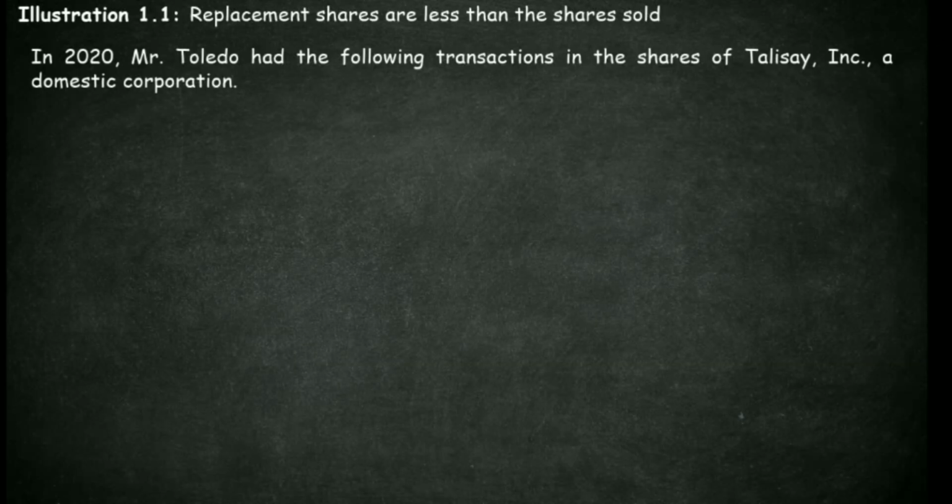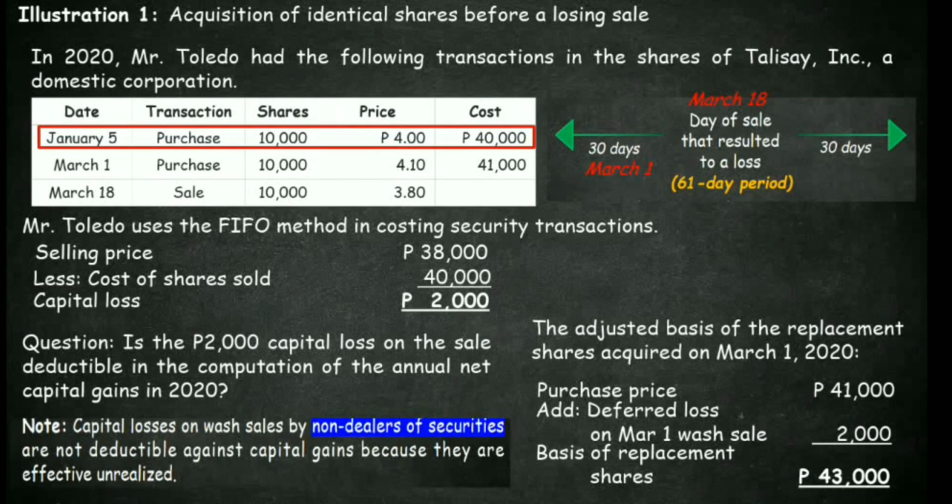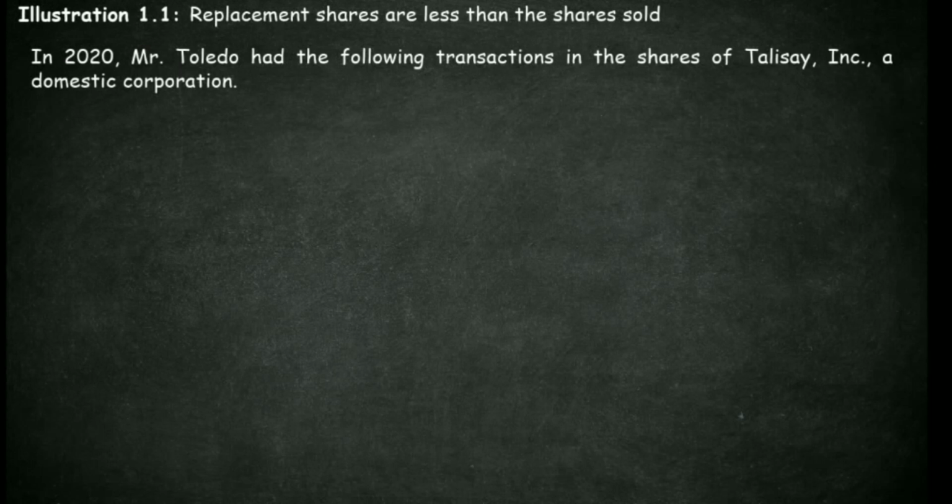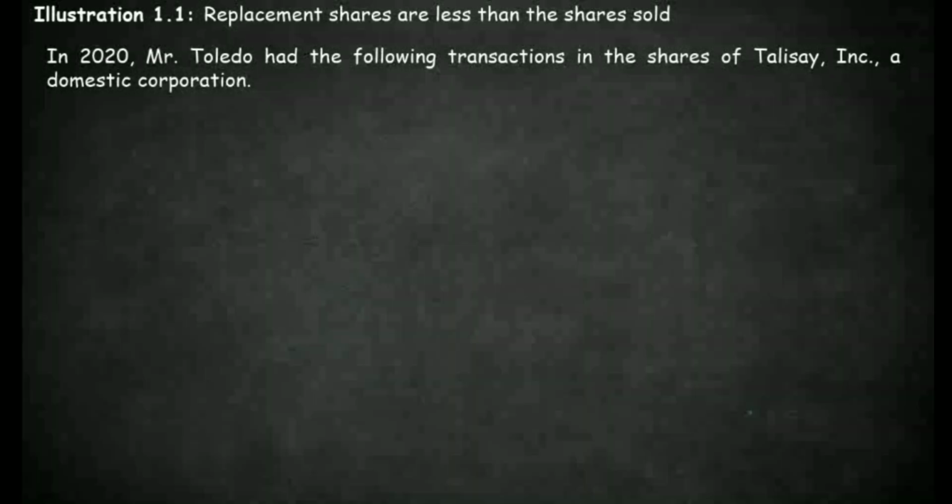So this time, the replacement shares are less than the shares sold. Sa previous illustration, ang nangyari dito was full replacement of shares. Kasi yung binenta na shares on March 18, 2020 is 10,000 shares. Tapos yung binili within the 61-day period is also 10,000 shares. Yun yung binili on March 1, 2020. So, there was a full replacement. Kasi yung binenta is 10,000, tapos yung binili is also 10,000. Now, dito sa next illustration, yung replacement shares daw na binili are less than the shares na binenta. Okay, let's find out kung anong gagawin natin in this case.